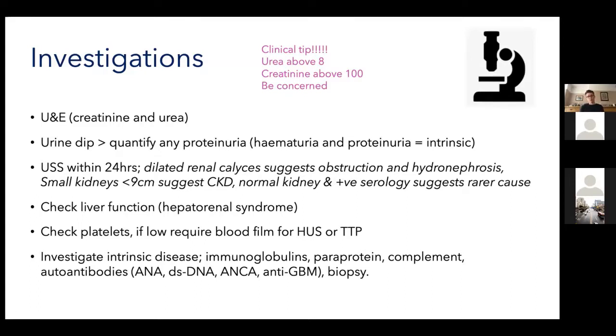You're not producing the proteins, the albumin, so you're losing oncotic pressure. So it's a pre-renal cause. And you want to check the platelets just for those kind of blood problems like hemolytic uremic syndrome or thrombotic thrombocytopenia purpura. And you've got your intrinsic investigations.